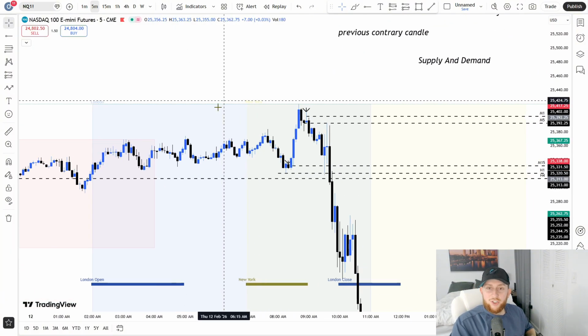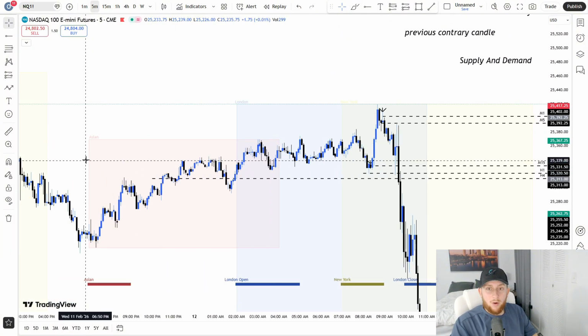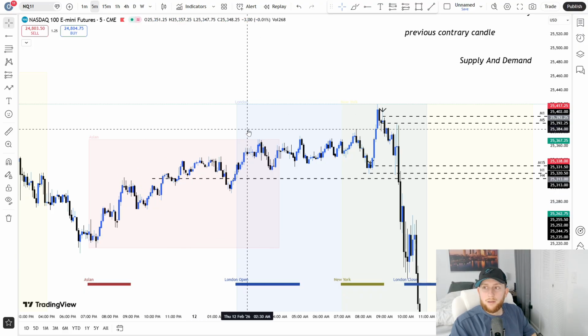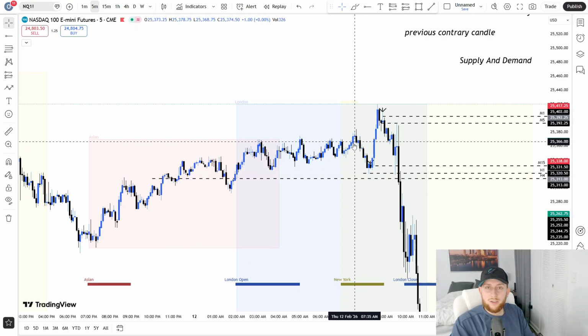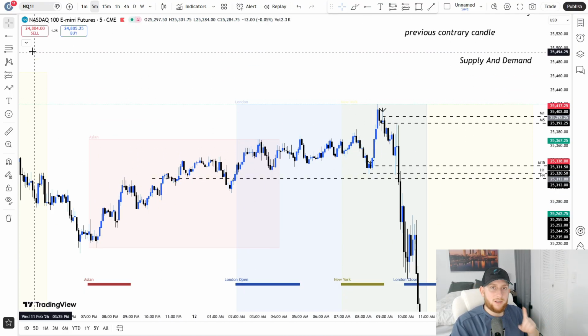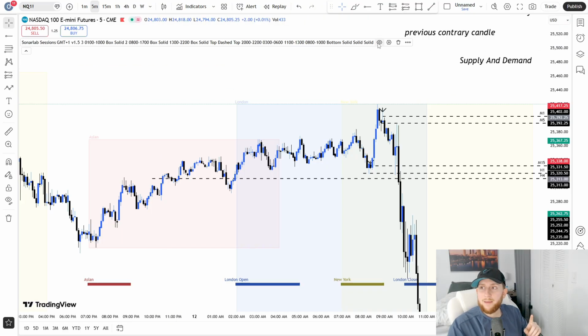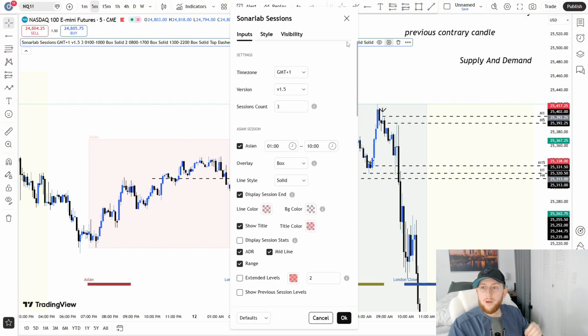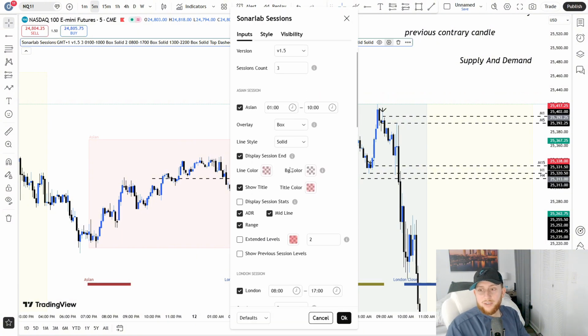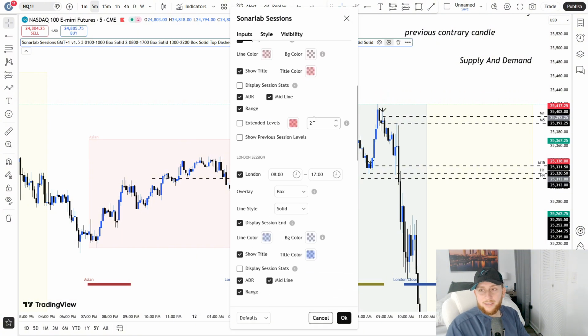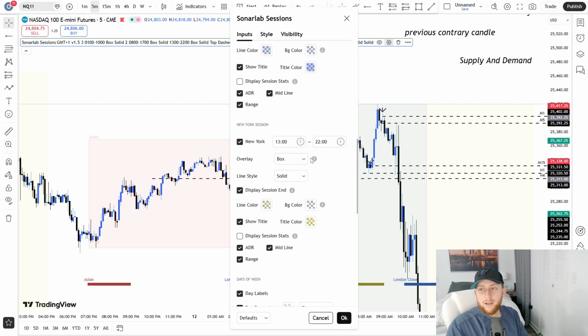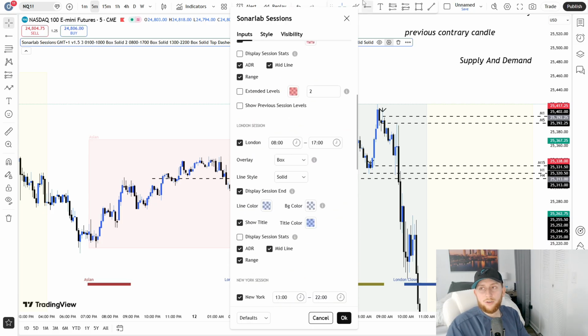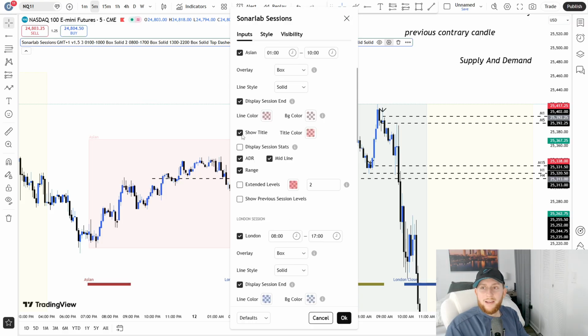So for previous session highs and lows, you can see I have this marked out. I have Asian session, London session, and the yellow is New York session. First things first, I'm just going to show you how that pops up on my screen. I use Sonar Labs sessions on TradingView. So you can see we have Asian session, London session, these are the times, New York session, that stuff. And you can change the colors.